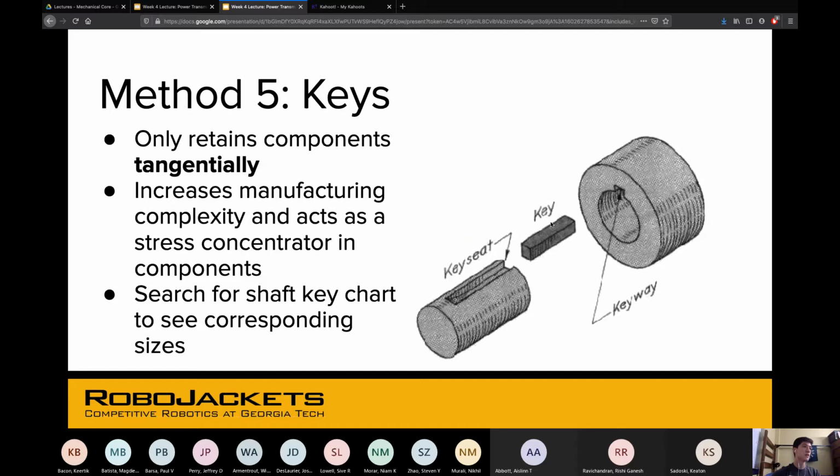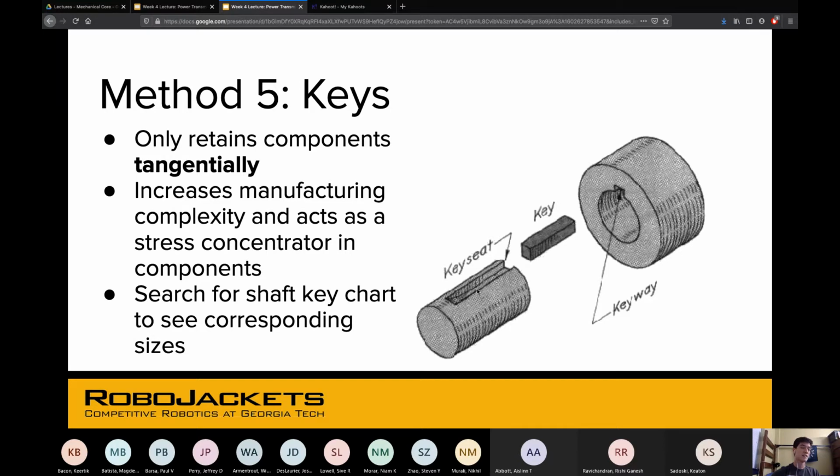Oh, and this is the last one. These are keys. So this restricts tangentially. So if you want things to be able to slide in and out, but you want them to rotate together, this is what you've got. So I'm actually dealing with a project using this, which is kind of cool.